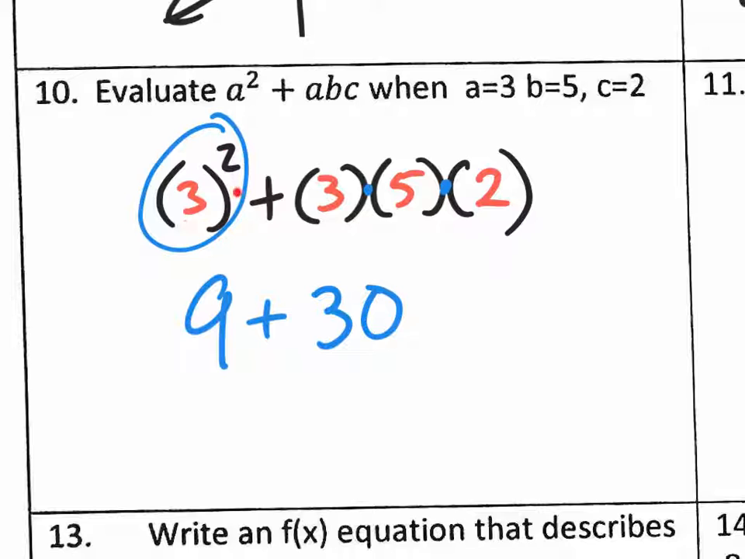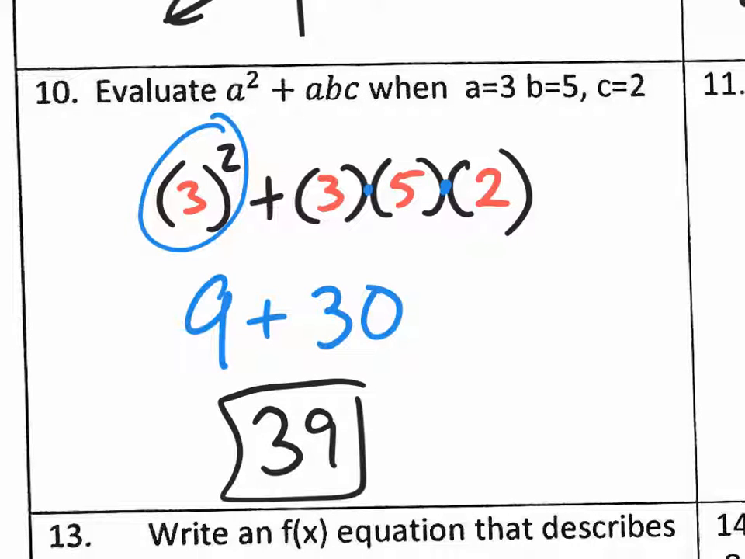Once again, we did exponents first. We got 9. We did multiplication next. We got 30. At the very end, we're going to add. So yes, we get 39 as our final answer.